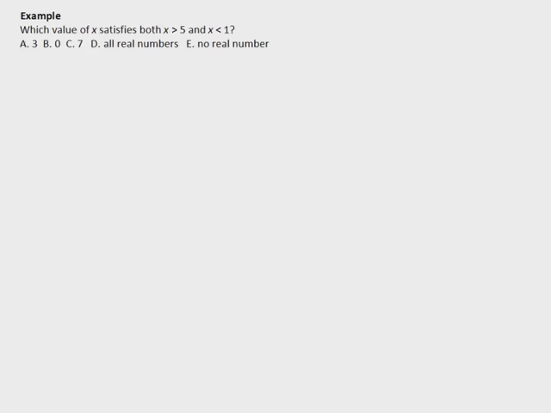Which value of X satisfies both X greater than 5 and X less than 1? Well, let's just try the values. 3. Does 3 satisfy both? Does 3 satisfy X greater than 5? Is 3 greater than 5? No. So A is out.